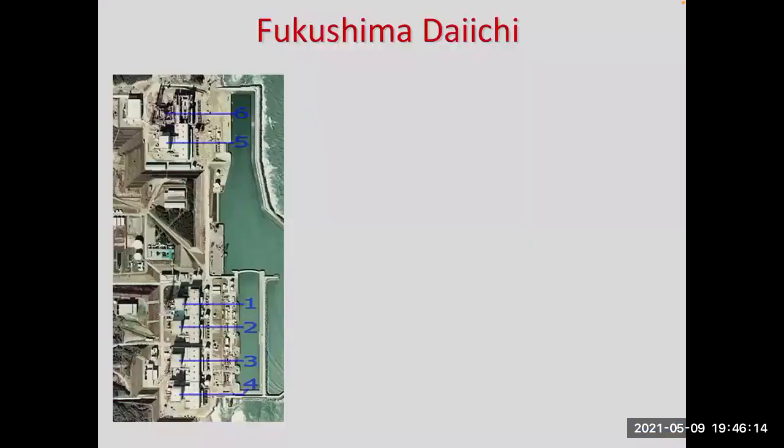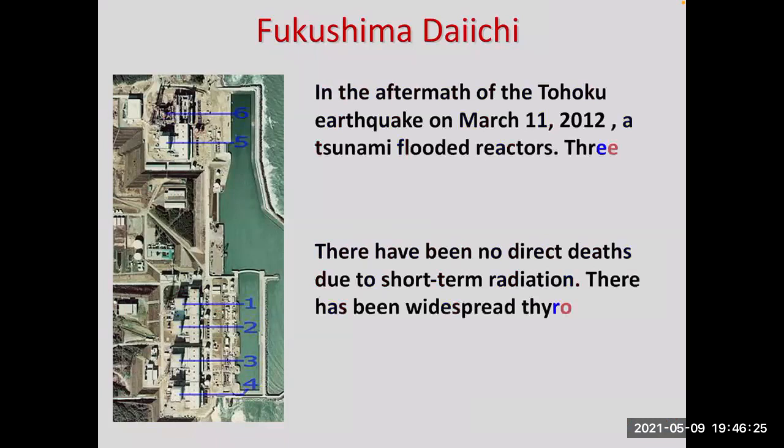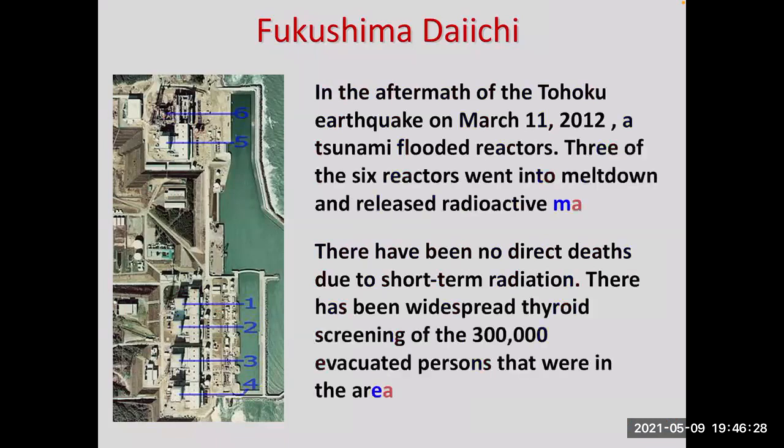All right, so another nuclear disaster that y'all may remember is the Fukushima meltdown that happened after the tsunami. So there was an earthquake in 2012, and a tsunami came and flooded the reactors. 3 of the 6 reactors went into meltdown and released radioactive material. There have been no direct deaths due to the short-term radiation. There has been widespread thyroid screening of the 300,000 evacuated persons that were in the area. We won't know the long-term effects of this because some of this stuff takes years to manifest.